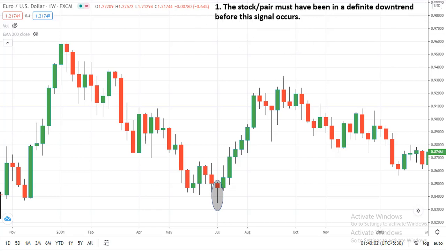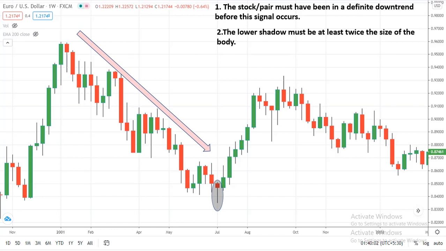Our first condition, the stock or pair must have been in a definite downtrend before this signal occurs, like this. So our first condition matches. Our second condition, the lower shadow must be at least twice the size of the body. And now if you see the candle and its shadow, it is more than twice. So our second condition is also satisfied.